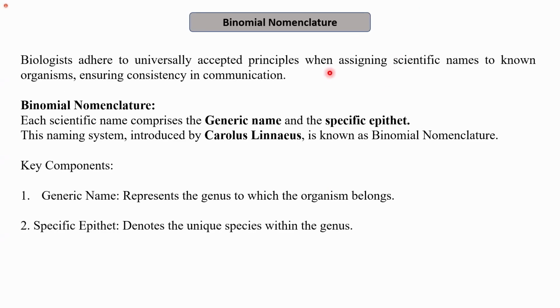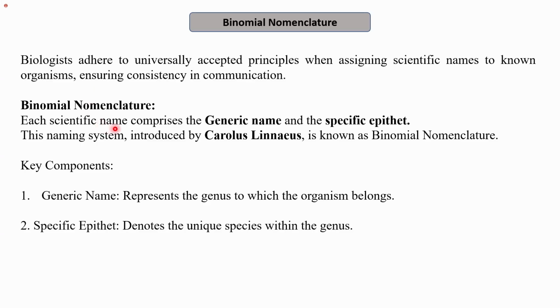So what are the principles of binomial nomenclature? All the biologists adhere to universally accepted principles when assigning scientific names to known organisms. Suppose today I identify an organism and I have to name it, then I have to follow certain rules and regulations to name that organism. And all the biologists universally have accepted the principles of binomial nomenclature, where the name of the organism should have two parts. For example, even in our case, my name is Akansha Garg. So I have two parts. One is my surname and one is the name which is given to me by my family or by my parents.